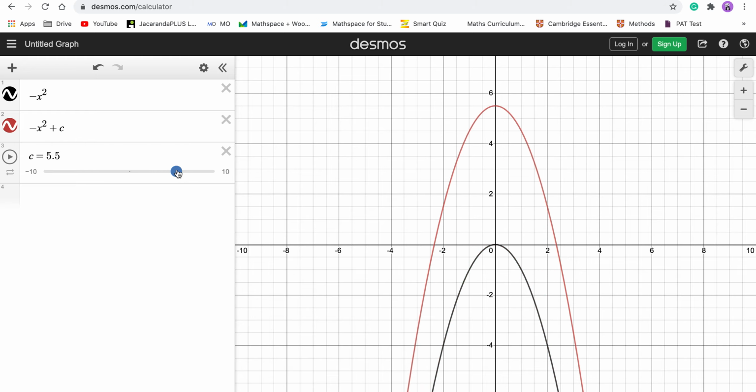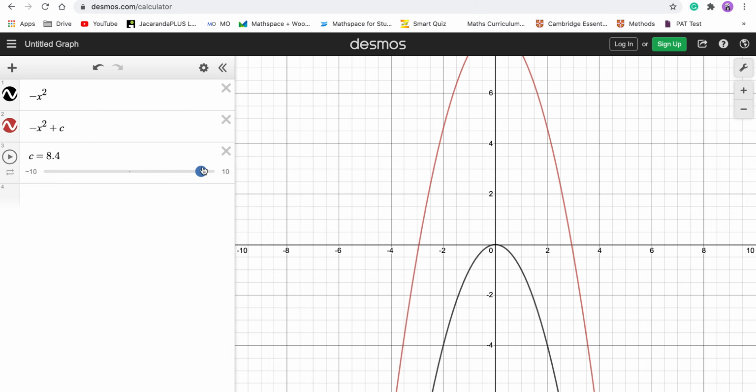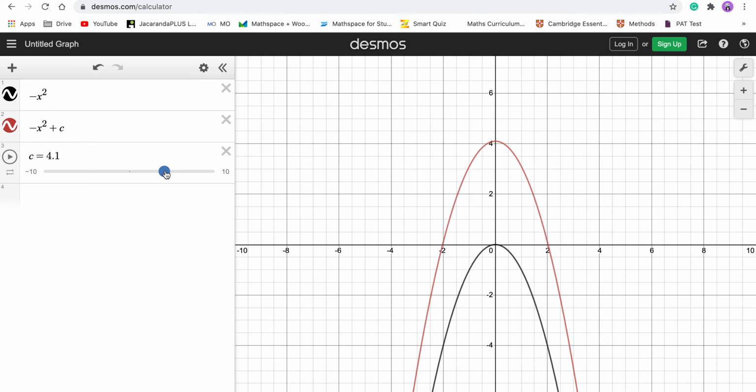So the c is always not affected by this negative that is happening to the x, okay? This c is a constant that is not being affected by the pronumeral. So this c, as you can see, when it's positive, it's going to move upwards, and when it's negative, it's going to move downwards.